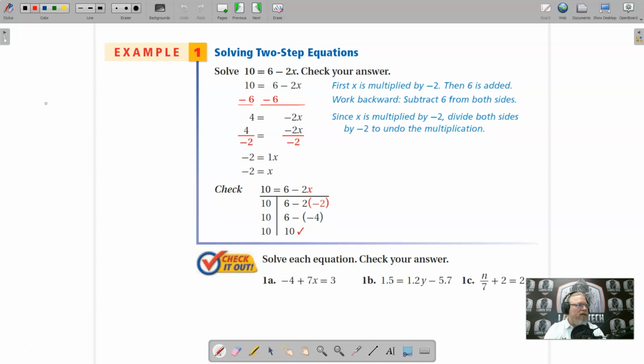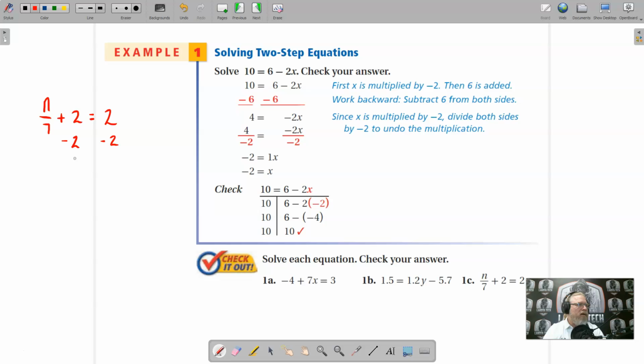Let's go ahead and look at, let's do 1c. That one looks interesting. So n over 7, and add that to 2, and that should equal 2, and we want to know what is the value of n. So for this one here, before we can get to this n over 7, we need to deal with the positive 2 that's right there. So let's go ahead and subtract 2, and what we do to one side, we're going to do to the other.